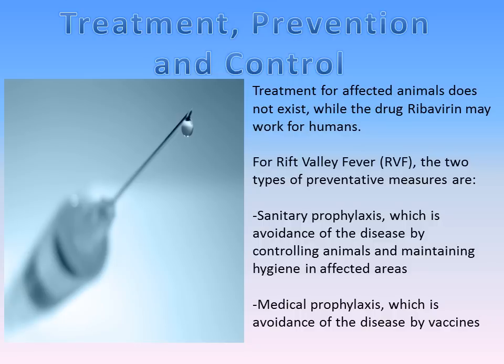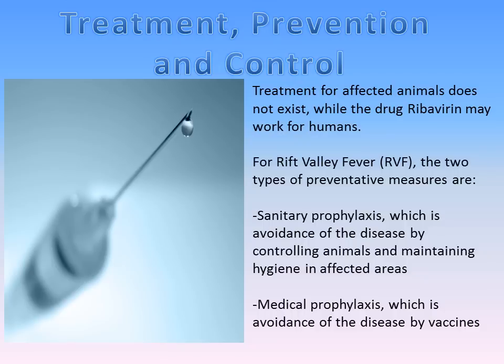Now to talk about the prevention, treatment, and control of this disease. Treatment for affected animals might not exist, but the drug ribavirin may work in humans, but it hasn't exactly been clinically proven. For the Rift Valley fever, the 2 types of preventative measures are sanitary prophylaxis and then also medical prophylaxis. Sanitary prophylaxis is basically just avoiding this disease by controlling the animals and maintaining hygiene in the affected areas with those animals. And medical prophylaxis is avoiding the disease by vaccines.